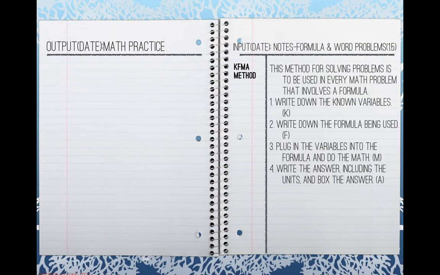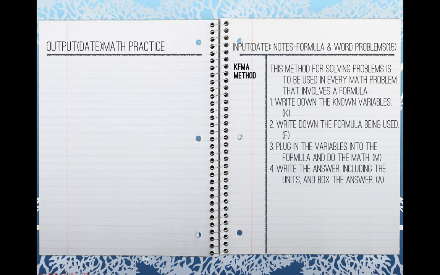Okay, so learn the KFMA method. This is very important. The reason why is our formulas are going to get more complicated as the year goes on, and we want to know a good method of solving them so that it'll always be a little bit easier for you. Every time we do a formula method in here, I'm going to expect that it comes out in this way. The first thing you're going to write down is what you know, then follow that by the formula.